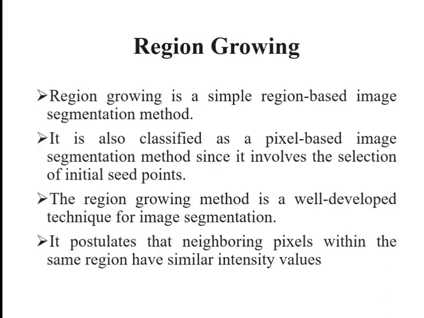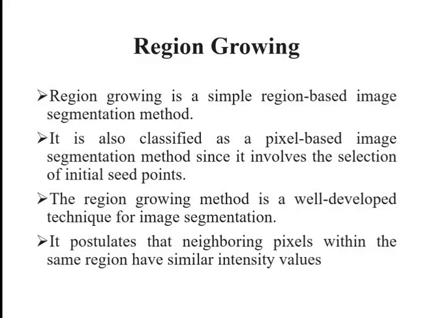Then next one is region grouping. Region grouping is a simple region-based image segmentation method. It is also classified as a pixel-based image segmentation method since it involves the selection of initial seed points. The region grouping method is a well-developed technique for image segmentation. It postulates that neighboring pixels within the same region have similar intensity values.